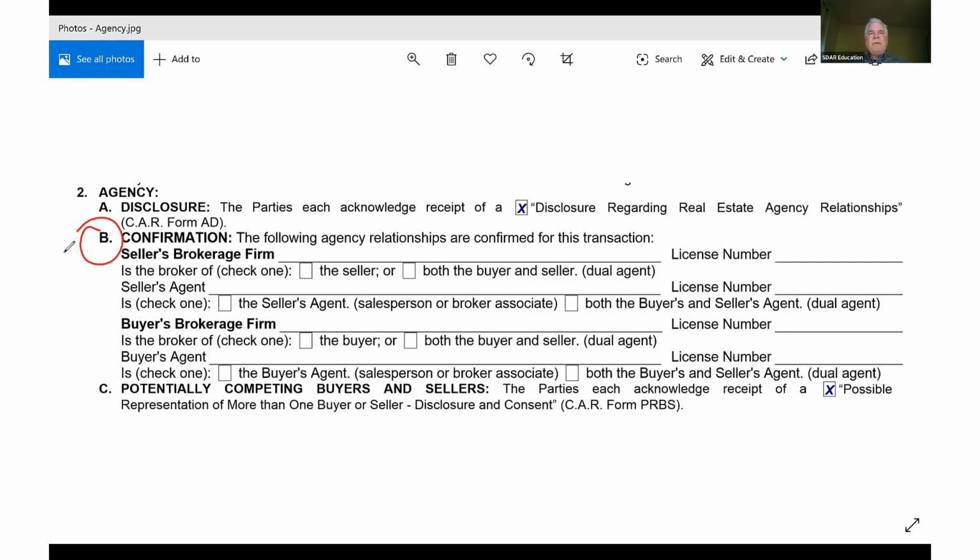They can say, no, I'm not going to allow it. And then we have designated agents, and then we have all this other confusing stuff. California, actually, believe it or not, keeps it pretty simple. So confirmation, the following real estate agency relationships are confirmed.